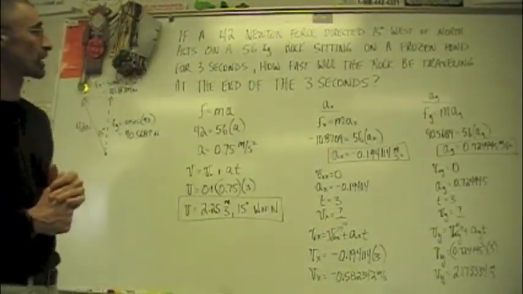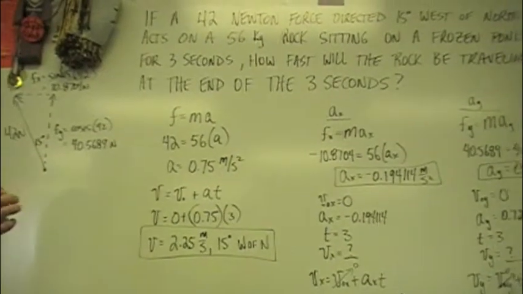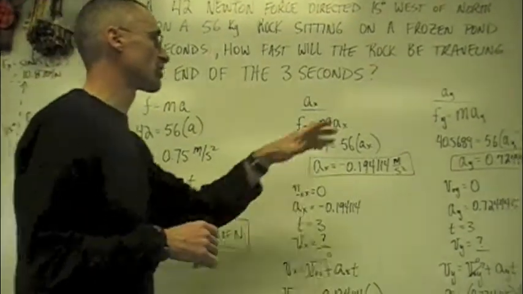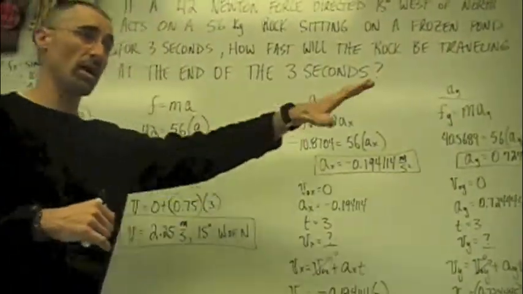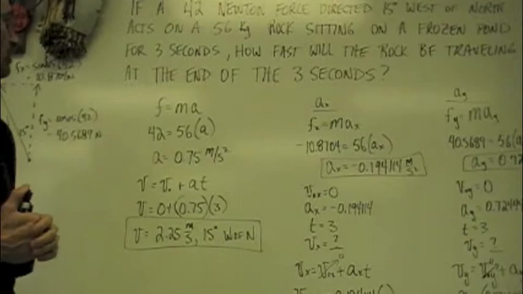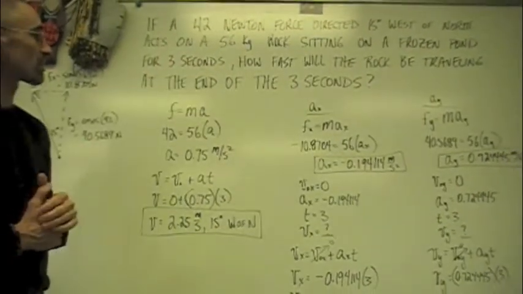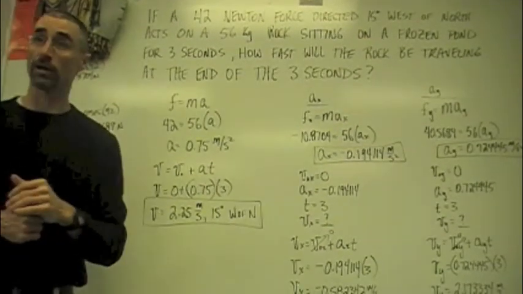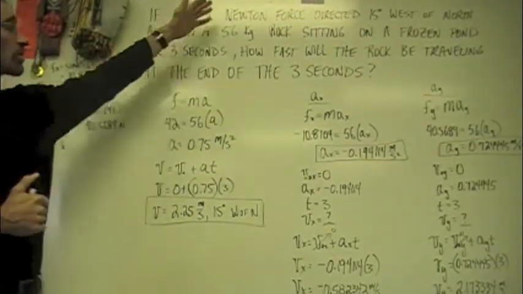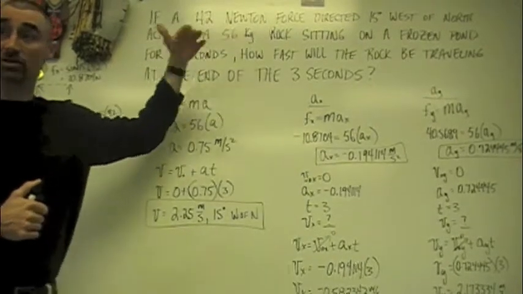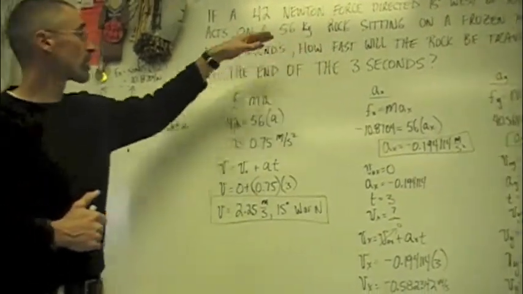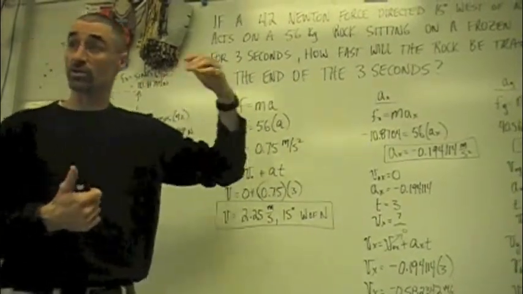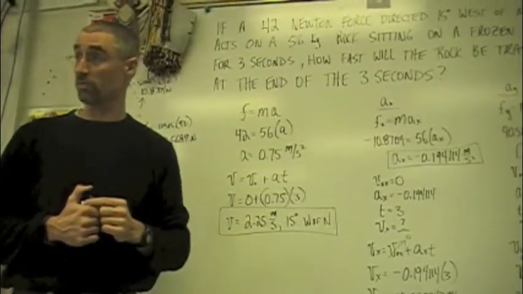Okay, the problem looks like this. A 42 Newton force directed 15 degrees west of north acts on a 56 kilogram rock sitting on a frozen pond. So we're going to assume no friction there, so the rock can slide with no friction. And the force is going to act for 3 seconds. How fast will the rock be traveling at the end of the 3 seconds? Okay. Well, guys, we know that if you have a force on a mass, Newton's second law says it's going to accelerate. And it's going to accelerate for how long? 3 seconds. We know its initial velocity was 0. We can use kinematic equations to solve that thing.